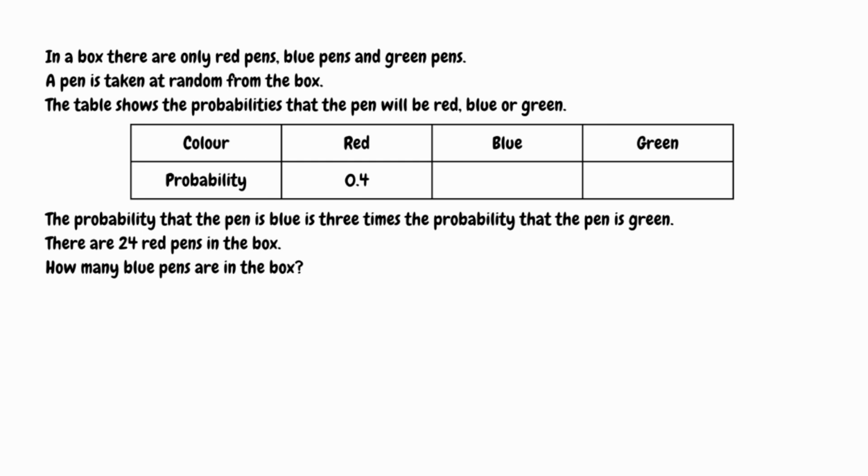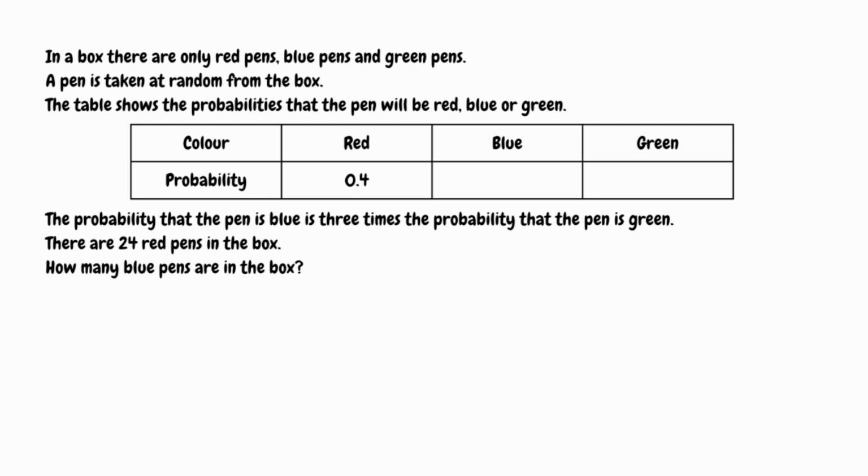In the question it says that the probability that the pen is blue is 3 times the probability that the pen is green. We could solve this question using ratio, and we've gone over that in a previous video. If you want to check that video out, I'll leave a link for it in the description, and I'll also put a card in the top corner. But today for this question, we're going to solve it using algebra instead.